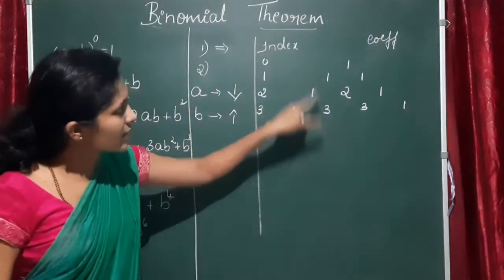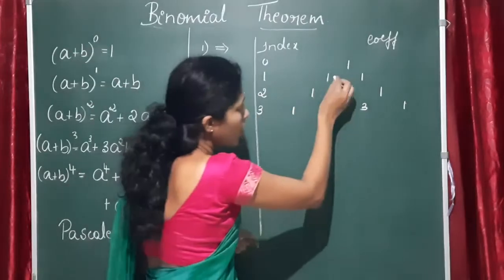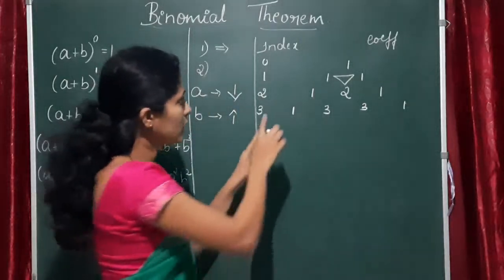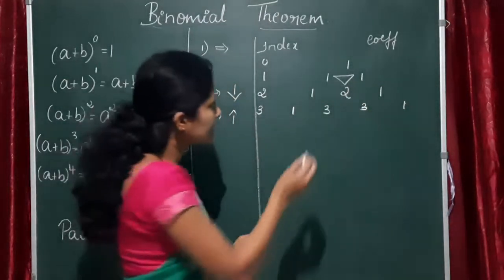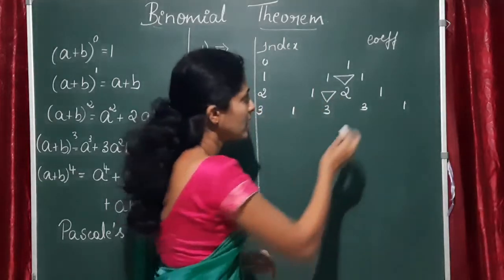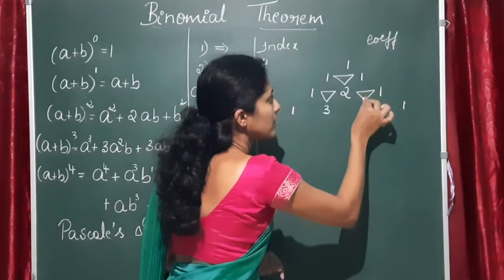See, there is one condition. You can see here 1 plus 1 will be 2. Right? First and last terms are 1. Other than that, see here 1 plus 2 will be 3. Right? And 2 plus 1 will be 3.